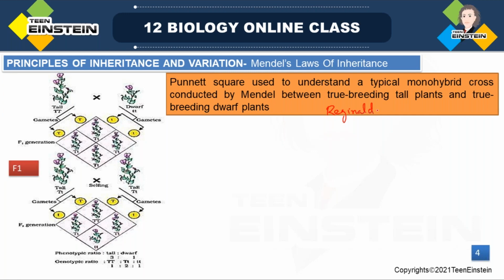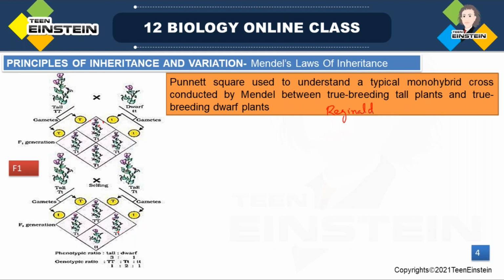What all can you see in the Punnett square? Here you can see the parents and the parental gamete formation from each parent. What all gametes are formed. Then the formation of zygote, you can see in which condition the zygotes will be. Then you can see the F1 generation, then the F2 generation. All this will be expressed in a diagrammatic way in the Punnett square.